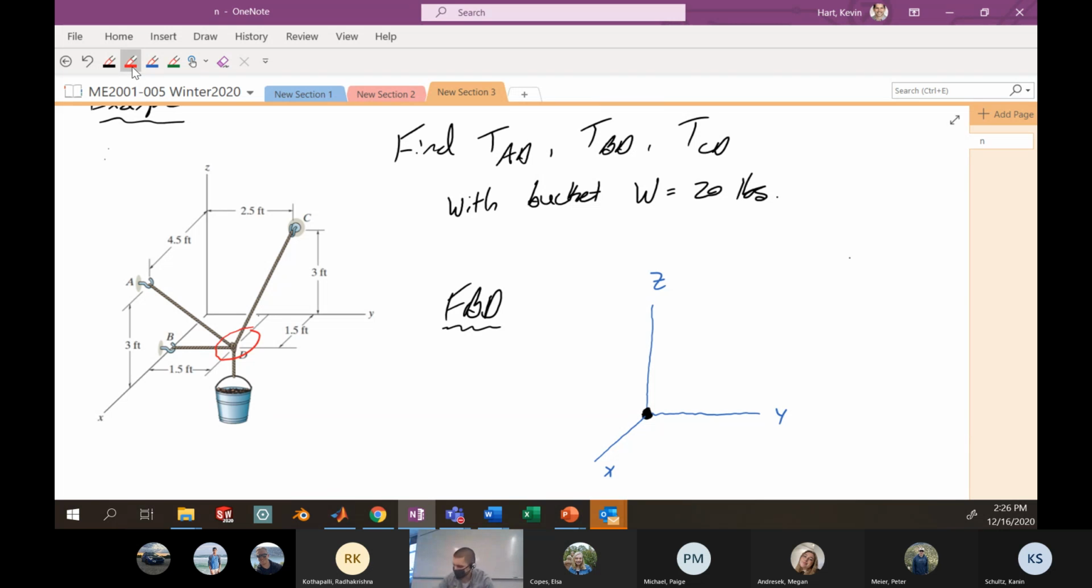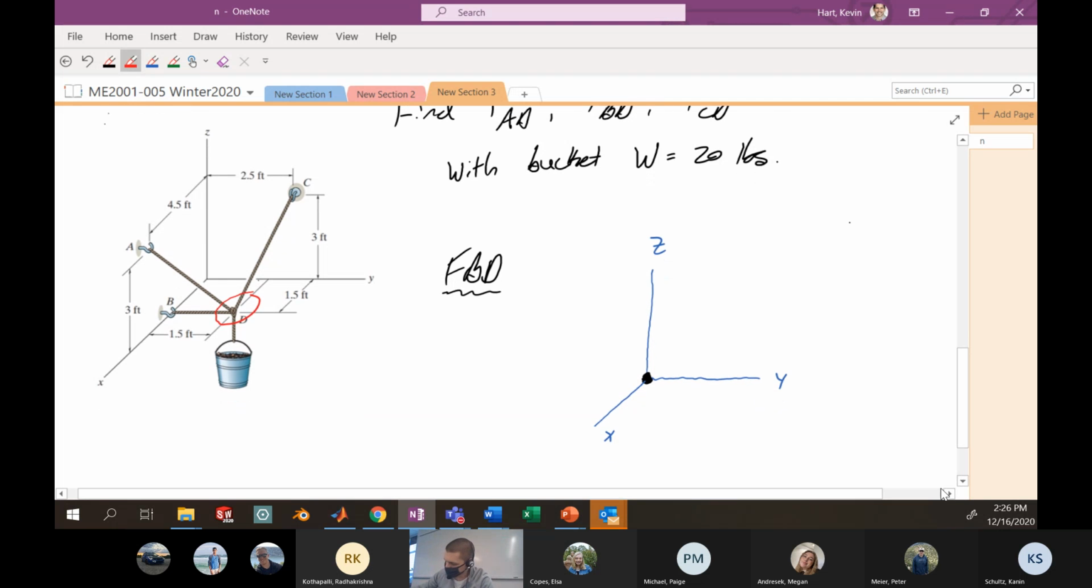So now I'm going to work my free body diagram. I want to make sure that I'm putting forces on here. The first and most obvious is going to be the weight of this bucket down here. So let's maybe just call this W with the bar over it. Weight is a force vector, so let's make sure that we write it as a vector, W bar.